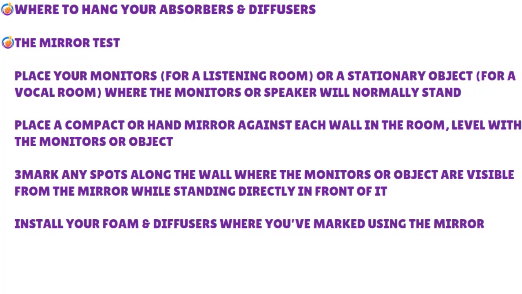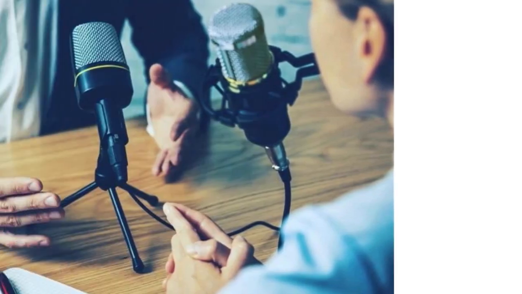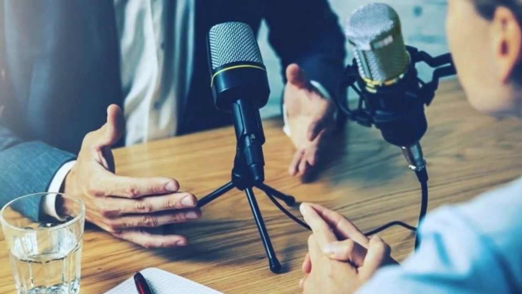Then you want to install your foam and diffusers where you have marked using the mirror. This helps you delineate the sound space in your room, so that you know exactly where to place the diffusers and make sure you have the right setup. And when you use the mirror test, also do an audio test to see what happens in terms of reverb, especially as you record several episodes in the same room.